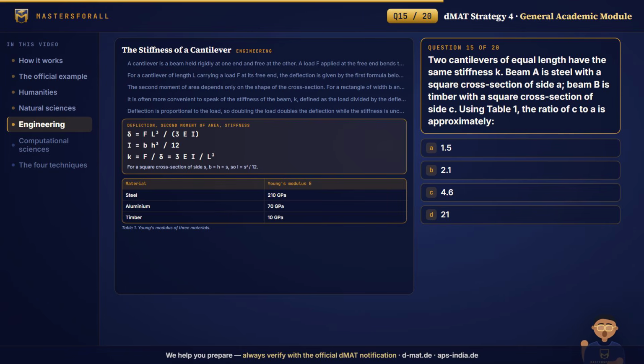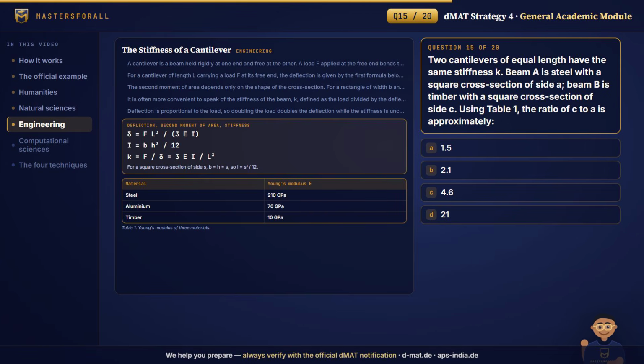Question 5, the hardest lever in this video. Two cantilevers of equal length have the same stiffness. Beam A is steel, square cross-section of side A. Beam B is timber, square cross-section of side C. Using the table, the ratio of C to A is about A 1.5, B 2.1, C 4.6, D 21. Stiffness goes as E times the second moment of area and the lengths are equal, so length drops out. The whole question is E times I for two beams.